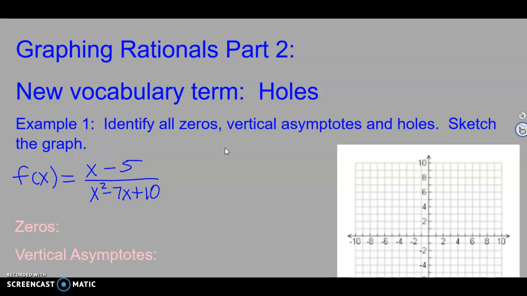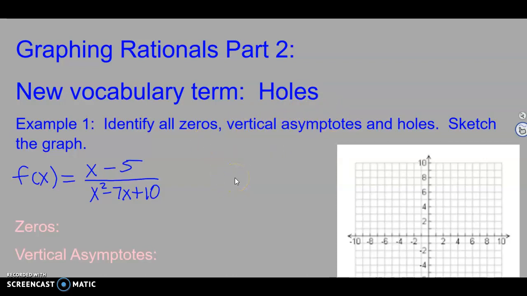Now yesterday, or last class I should say, we talked about the parent function and looked at what that graph looked like. But for today, we're actually going to look at the different ways that you can see rational functions show themselves. We learned about asymptotes and zeros of rational functions in our last section. Today, we're going to add one more term to that, and that term is called holes. So we're going to talk about what a hole is in reference to graphing a rational function.